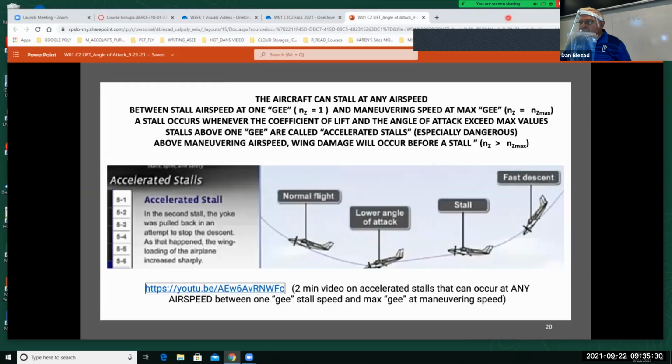So that's called an accelerated stall. It's very dangerous, and it kills pilots pretty much every year. What it means is that you are between 1G and G max. You're between 1G stall speed and maneuvering speed. That's where you can have an accelerated stall. And usually the motions after an accelerated stall can be very dangerous and violent in the airplane.